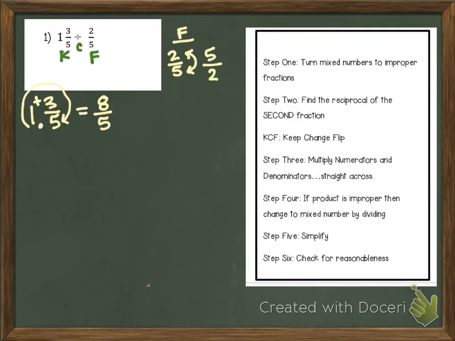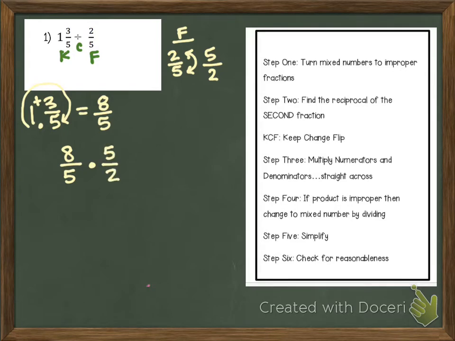So now we're ready to rewrite the problem. So we keep 8 over 5, and we change our division problem to a multiplication problem. And then we found the reciprocal, so we write that new fraction down.